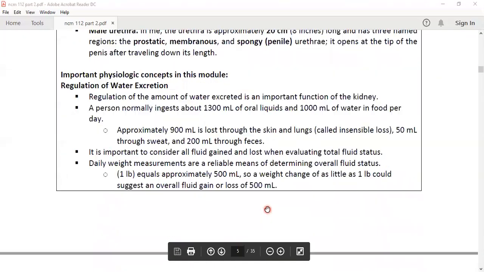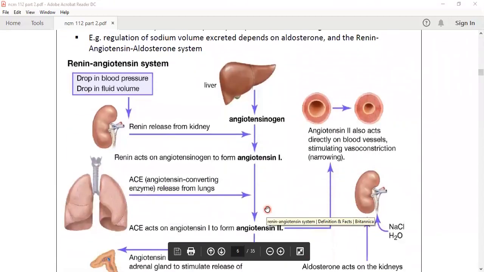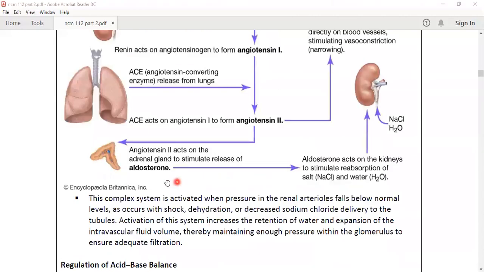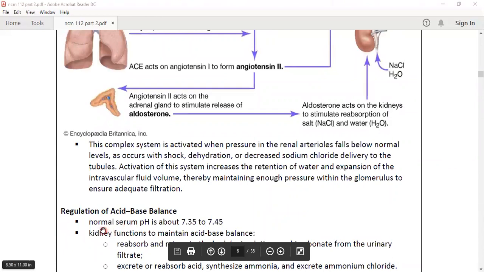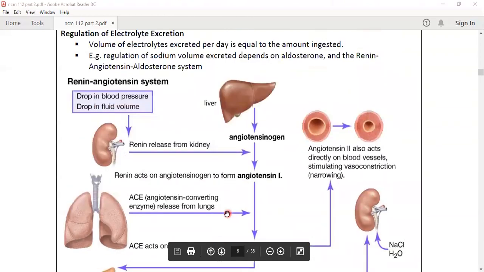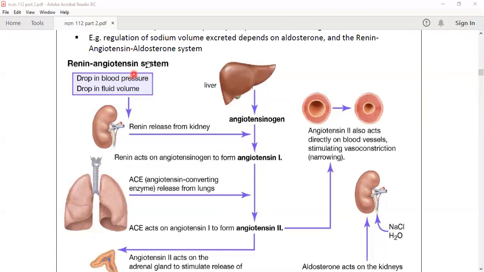If there are two things that I would like you to remember in this specific section of this module, it is your renin-angiotensin-aldosterone system and your electrolyte regulation and your acid-base balance, which will be discussed in another video. So let's try to review or re-enumerate the events in your renin-angiotensin-aldosterone system. Dagdagan nyo na lang na aldosterone system.